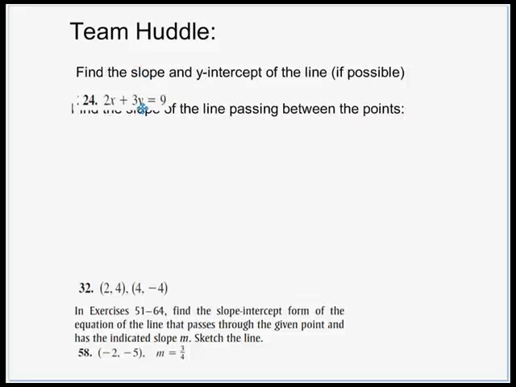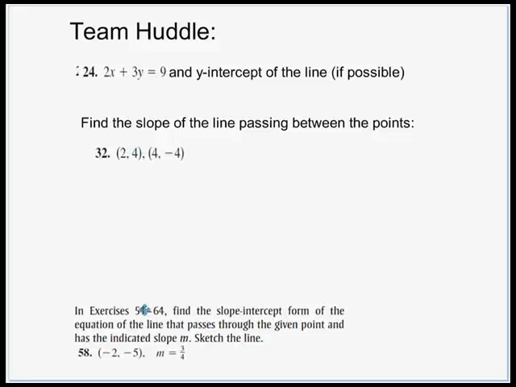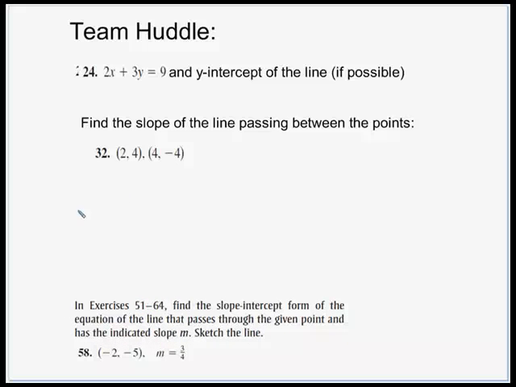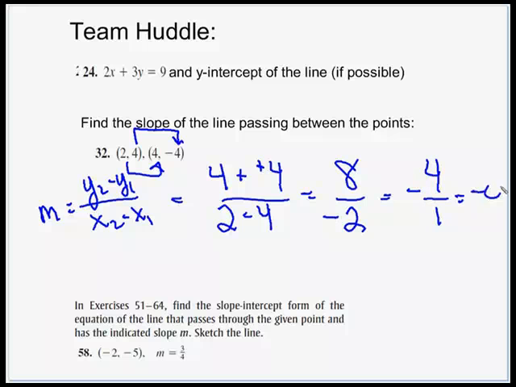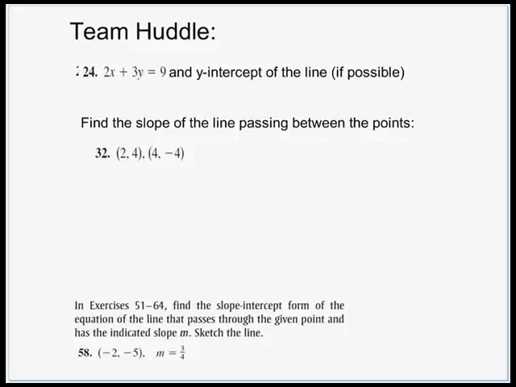Number 32. We are given 2 points. We want the slope between them. So our slope, remember, that is y minus y over x minus x. So here are y values. Let's subtract left to right. 4 minus negative 4 divided by 2 minus 4. So up here we will add the opposite. 4 plus 4 is equal to 8. 2 minus 4 is negative 2. And we can either reduce that fraction down to a minus 4 over 1 or just a minus 4. That's our slope. Negative slope, it will be going downhill if we graphed that line.